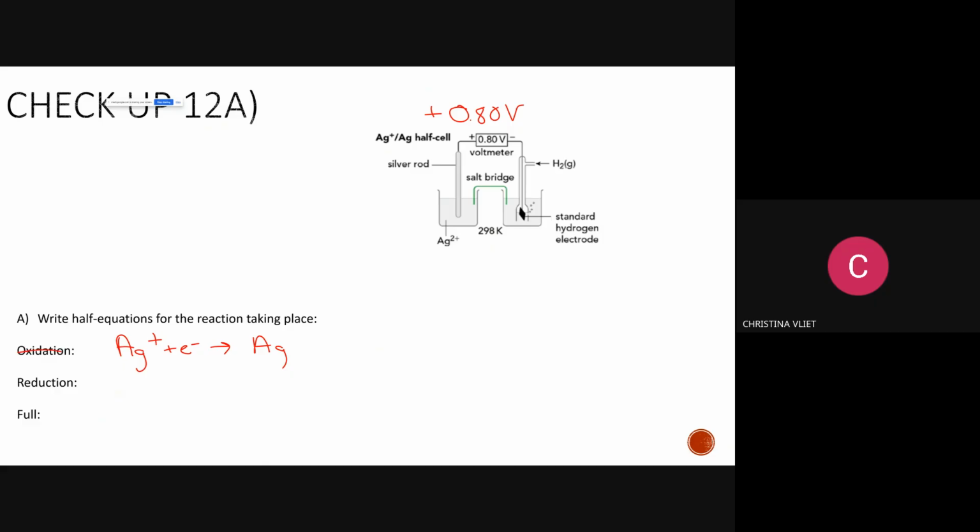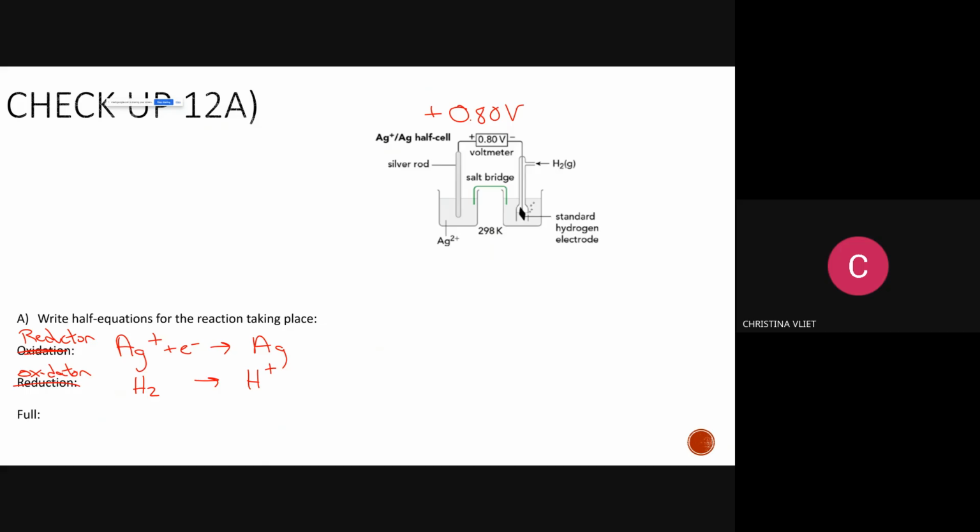This is the reduction. I'm going to write reduction there. So what's my oxidation? How would I write that? I just wrote the first thing I saw, the silver side. So H2 goes to what? H+. Okay, be careful. What's a way we can balance this?